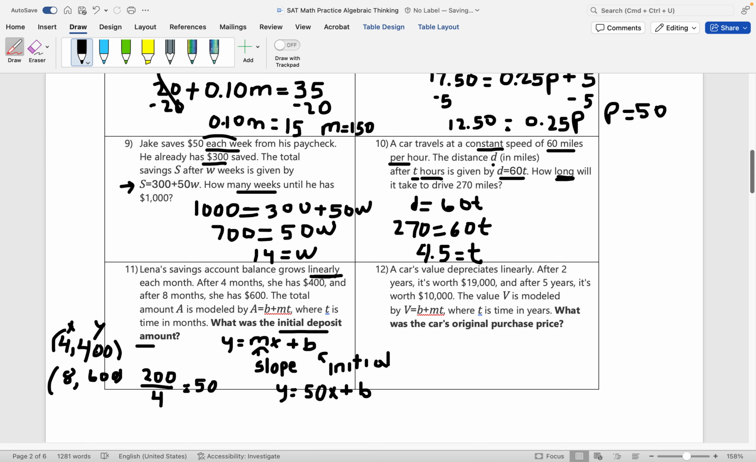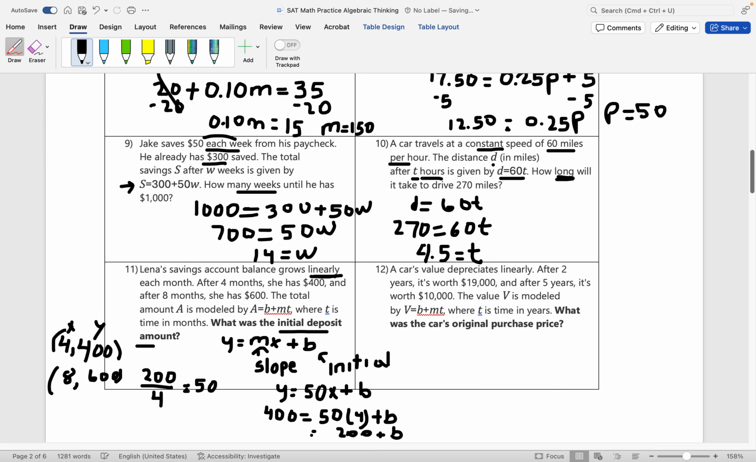So X is 4 and Y is 400. I'm going to substitute the Y for the 400. And like I said, it doesn't matter which points you use, as long as you put the numbers in the right place. Y is 400 and X is 4. So that's going to be 50 times 4 plus B. Once I put this, I am going to solve for B. The first thing I have to do is 50 times 4, and 50 times 4 is 200. So now I get 200 plus B equals 400.